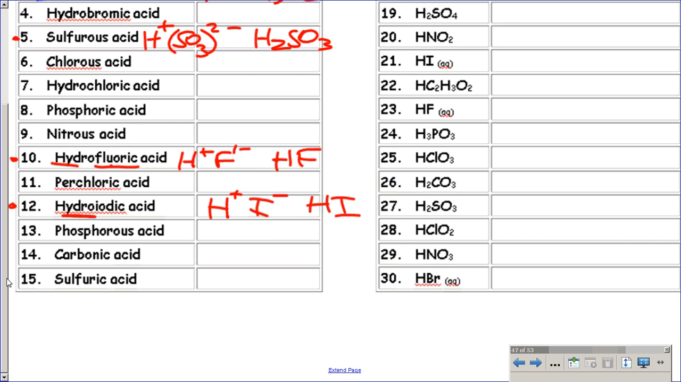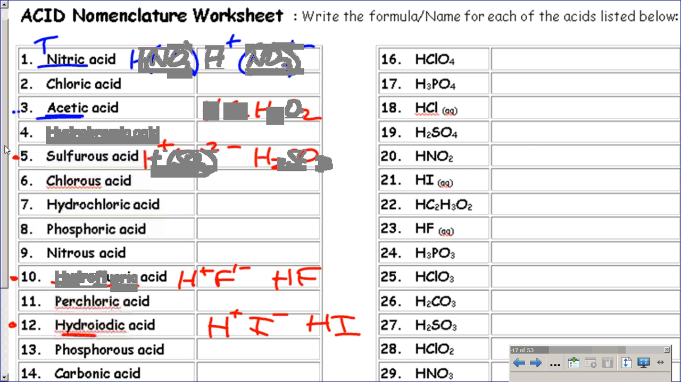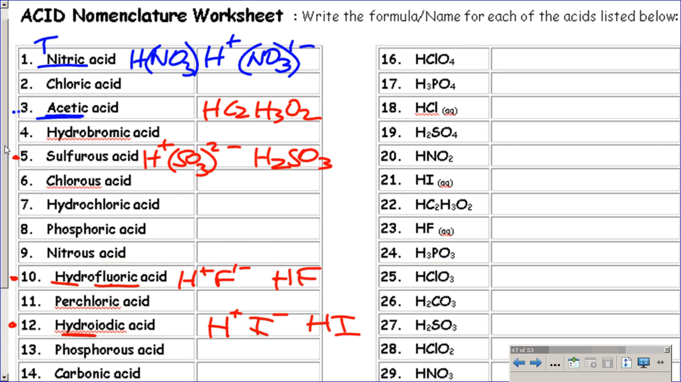So let's do. Oh gosh, I want to do one of these. No, I'm just gonna start. I'll go on this side now. So now we want to go from formula to name. All right. So first thing you see, is this polyatomic or is this binary? Is it ternary or binary for number 16? Ternary. So do you say hydro? Hydro, no. Okay, so you go straight to the name. So ClO4. Who is that?